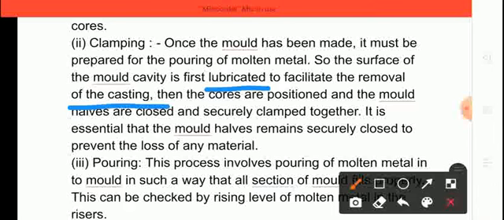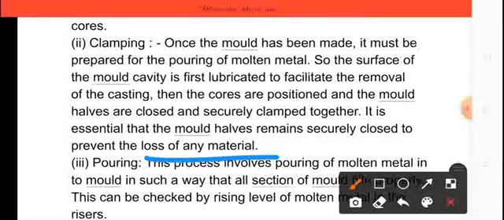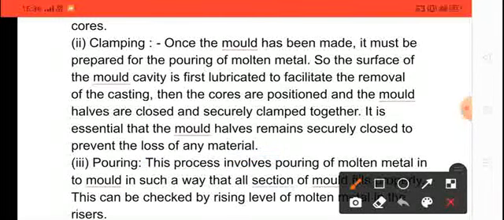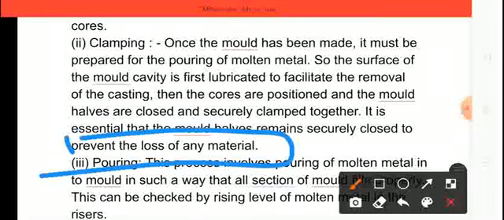Then the cores are positioned and the mold halves are closed and securely clamped together. It is essential that the mold halves remain securely closed to prevent the loss of material. The mold should be closed as tightly as possible to prevent losses of material.